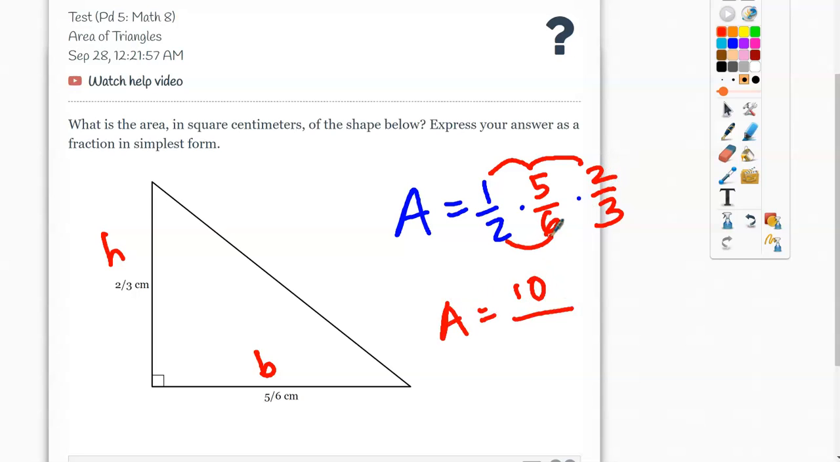And now for the denominator. 2 times 6 is 12. 12 times 3 is 36. I'm going to divide everything here by a GCF of 2.